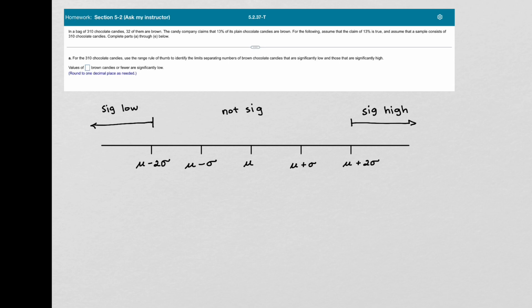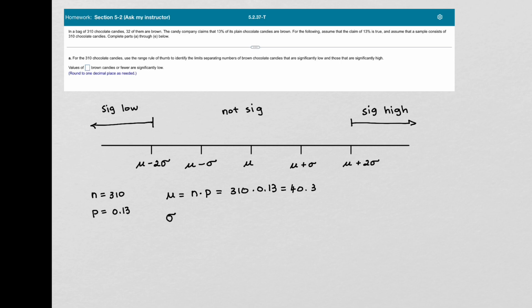So we know that we have 310 candies, and we're told that the probability of getting a brown candy is 13%. So based on that, I calculate the mean by taking n times p, and that's 310 times 0.13, and that gives me 40.3.